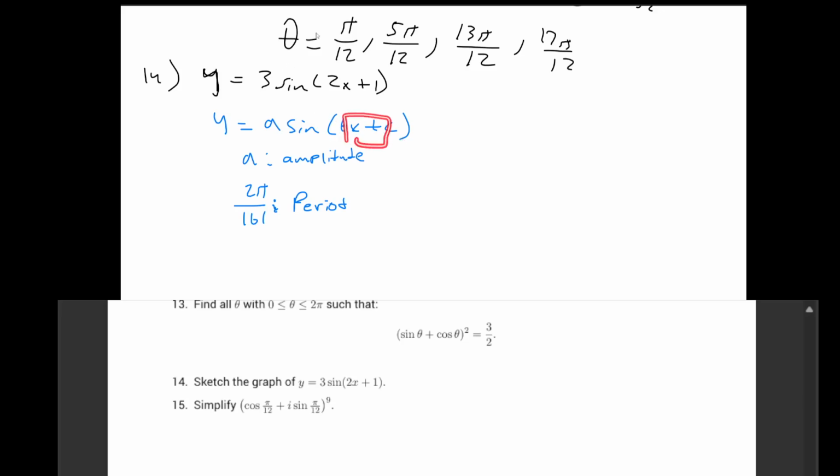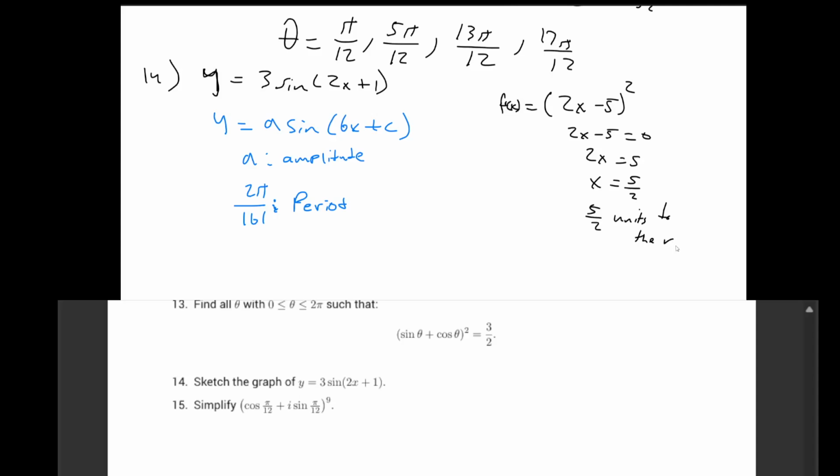If we had, let me just write this on the side, 2x minus 5 squared, right? This is a quadratic, it's a parabola. Let me say f of x equals this. This will be moved, again, 2x minus 5 equals 0, 2x equals 5, x equals 5 over 2. This will be moved 5 over 2 units to the right, right? Because these are rules of transformations. They apply to our trig graphs as well.